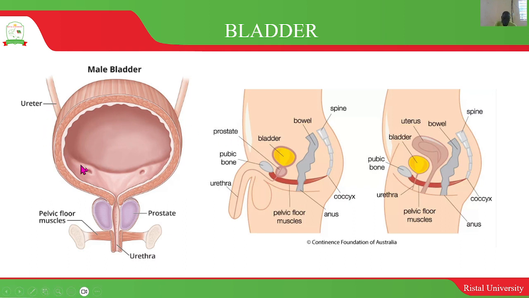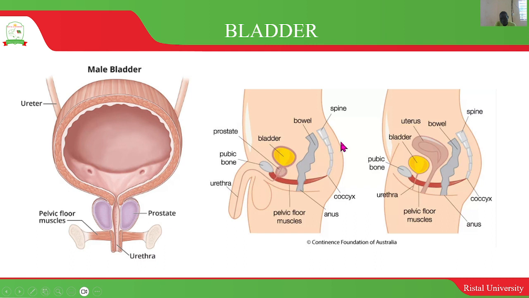Let's look at our urinary bladder. Okay, so we have the ureters coming from the kidney. Down here we have the prostate gland. This is a man for this case. And then we have the pelvic floor muscles, and then this is the urethra. So from the kidney, the ureters, the urinary bladder, and then the urethra.